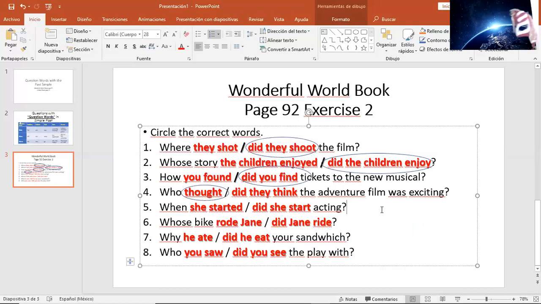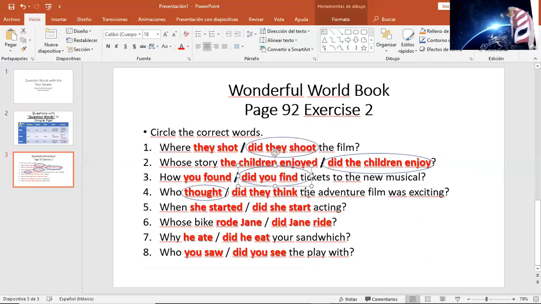We go back to the normal formula. When she started or did she start acting? Okay, we have the question word. We have the question word and then we have did, the subject and the verb. So this is the correct option. When did she start acting? Okay, so right here we have the correct answer.